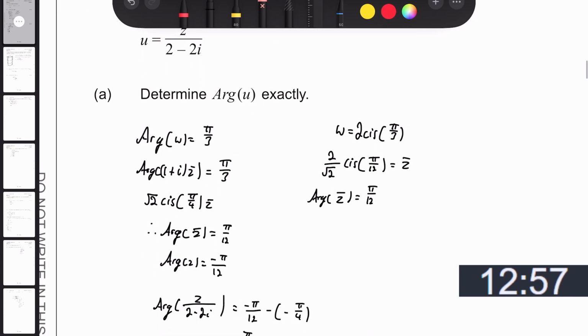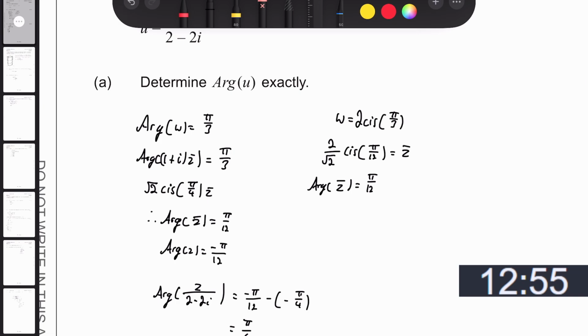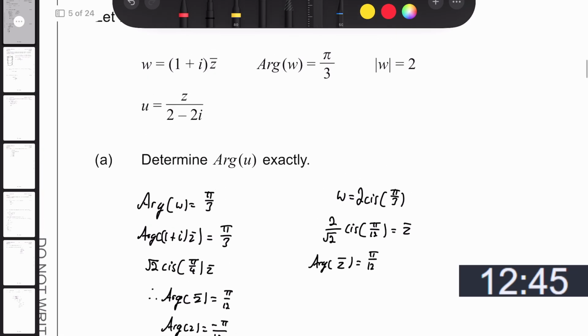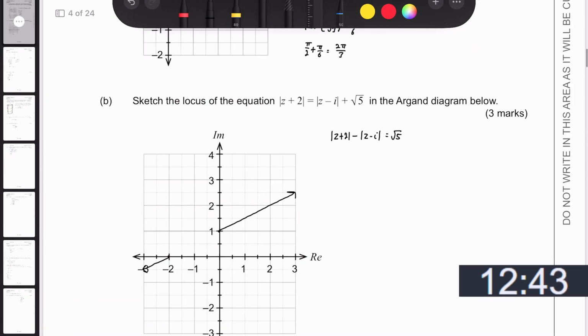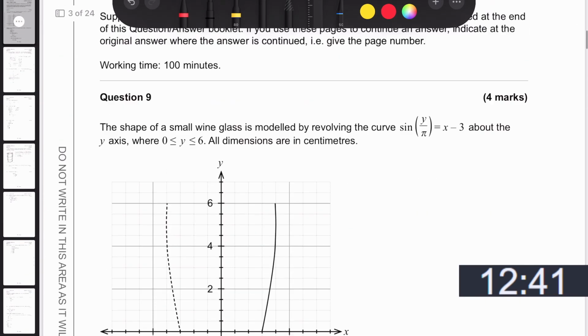Minus negative pi over 4. Okay, I'm pretty happy with that. Pretty happy. Plus 3 pi on 12 to 12 pi over 6. Okay. Alright, I'm pretty happy with everything.